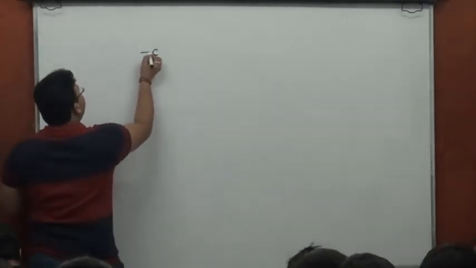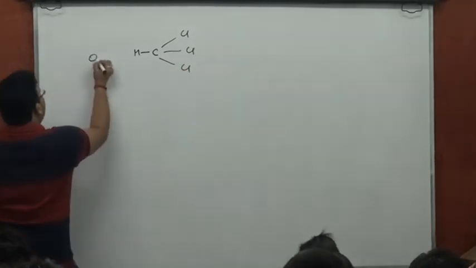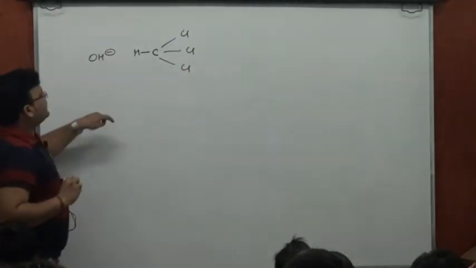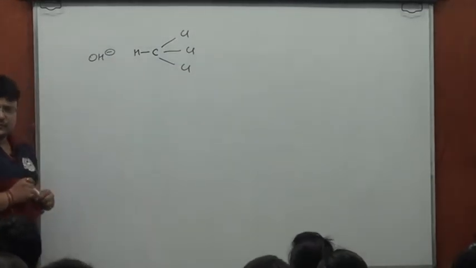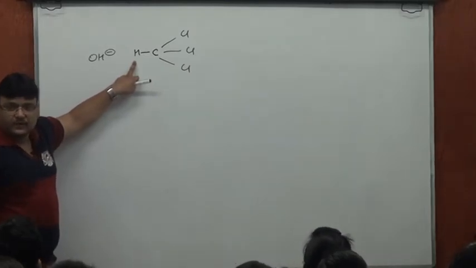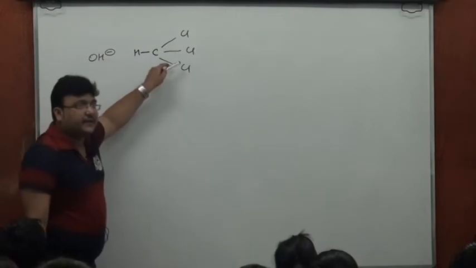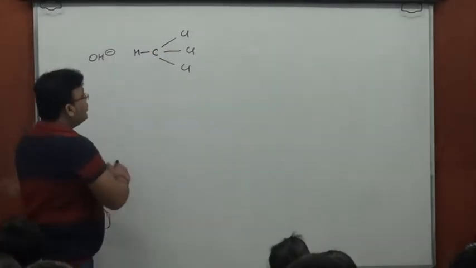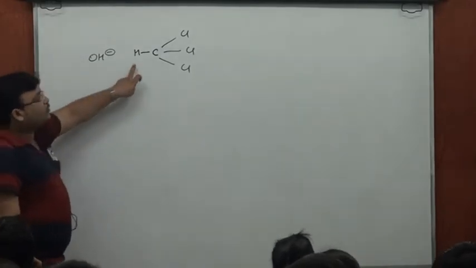Now, chloroform under alkaline conditions. Please be attentive. CHCl3 in presence of OH minus. What do you reckon? Is this hydrogen going to be acidic or not? Do you feel this hydrogen will be fairly acidic? Why? Minus I effect of 3 chlorine atoms. Yes, in CHCl3 you see 3 chlorine atoms having minus I effect, making this hydrogen fairly acidic.